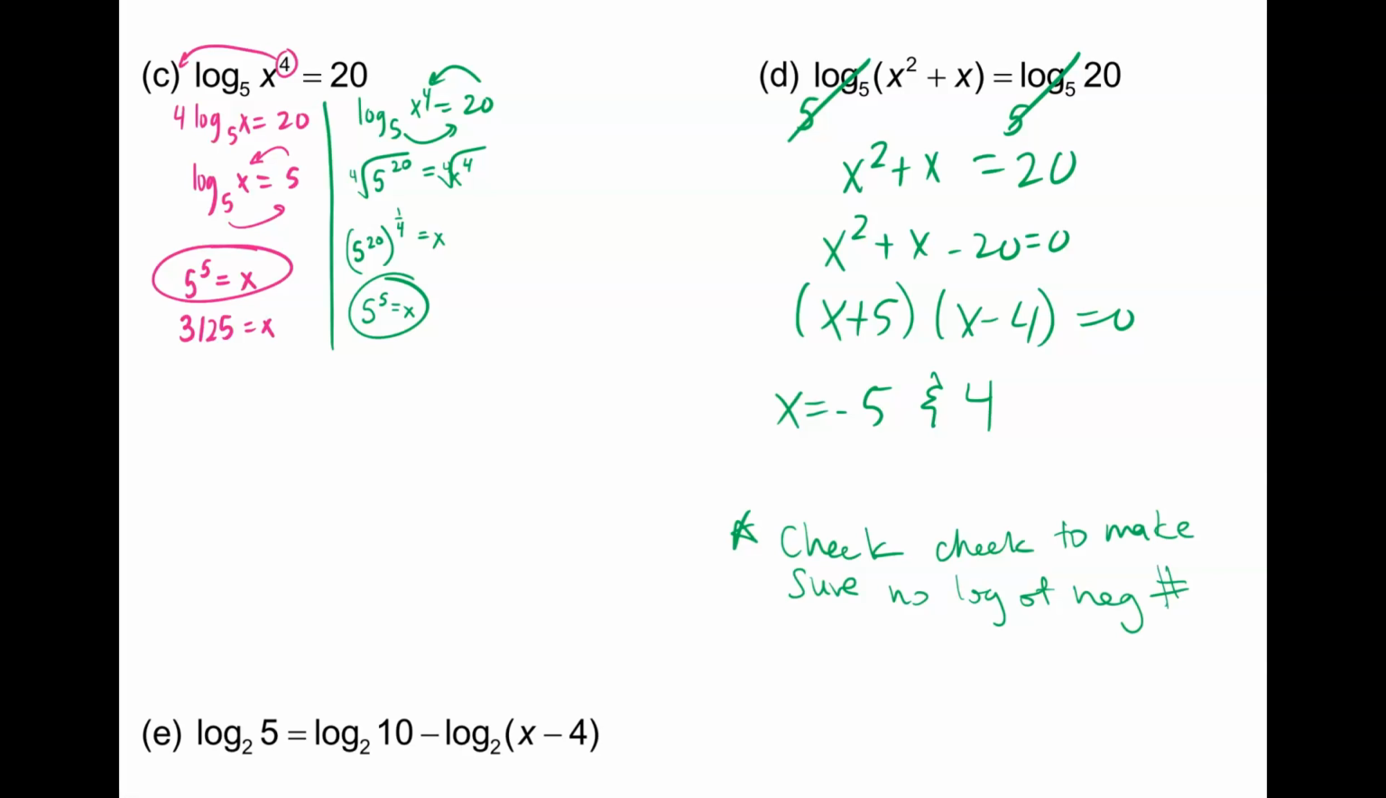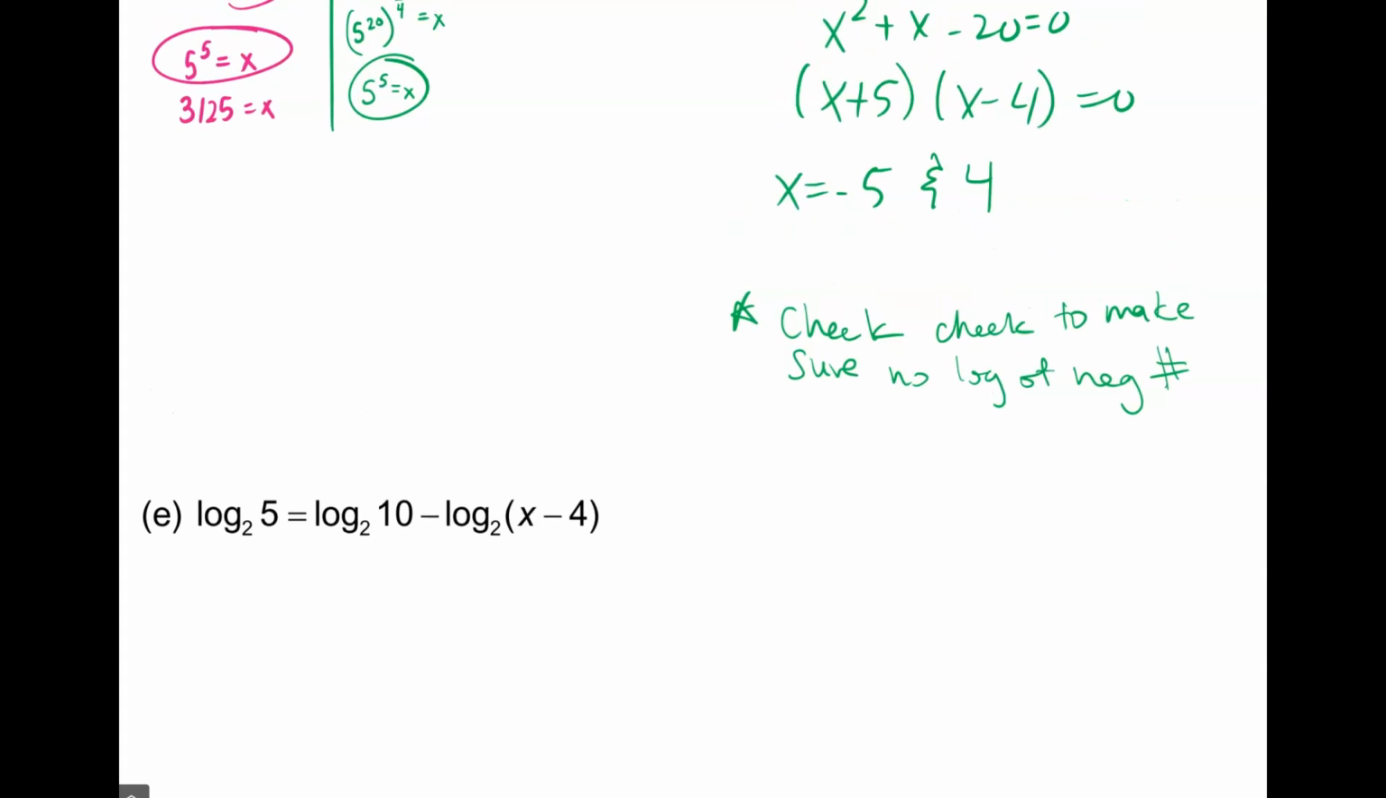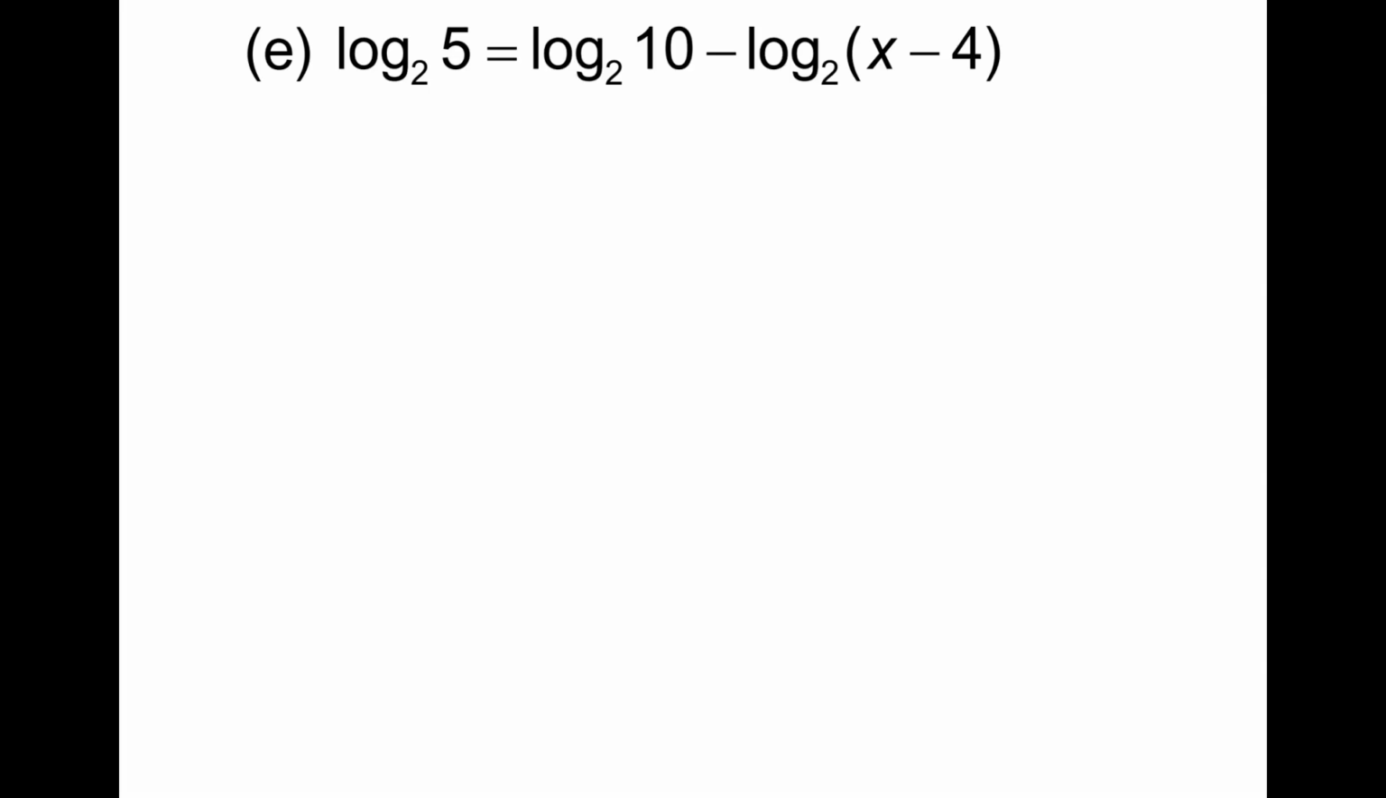Cool, let's try E. So we could use the little trick that we just learned, right? If I have one log on the left, one log on the right, and they're the same base, just set the left and right side equal to each other. Issue is the right side has 2 logs. It'd be nice if I could combine them.